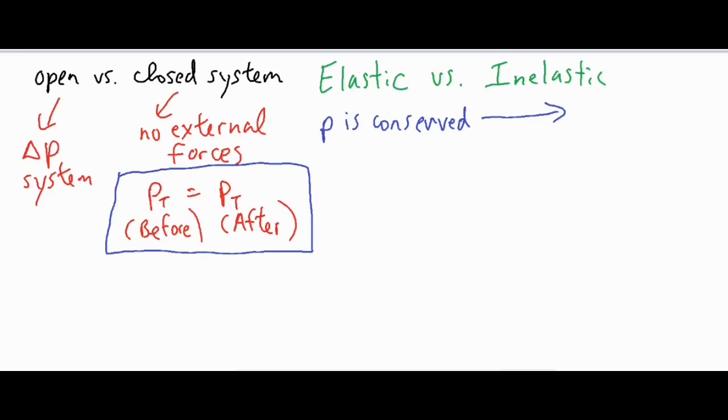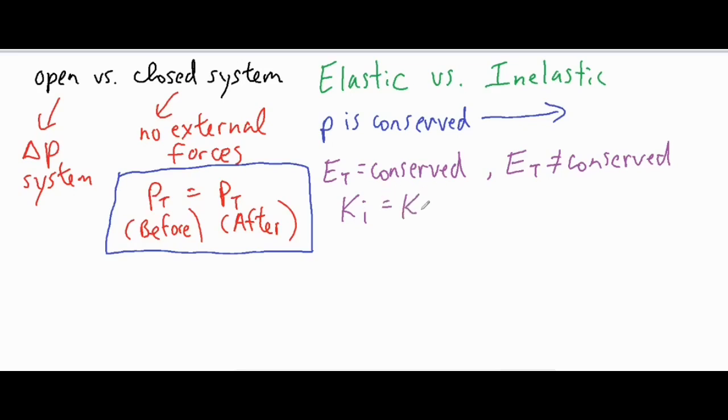But the difference between them is that energy may not be conserved. So for elastic, your total energy is conserved and you'll have the same amount before and after the collision. For an inelastic collision, your total amount of energy is not conserved. So those are going to differ. It's usually the total amount of kinetic energy in the beginning does equal the total amount of kinetic energy after the collision, and for this one it does not.